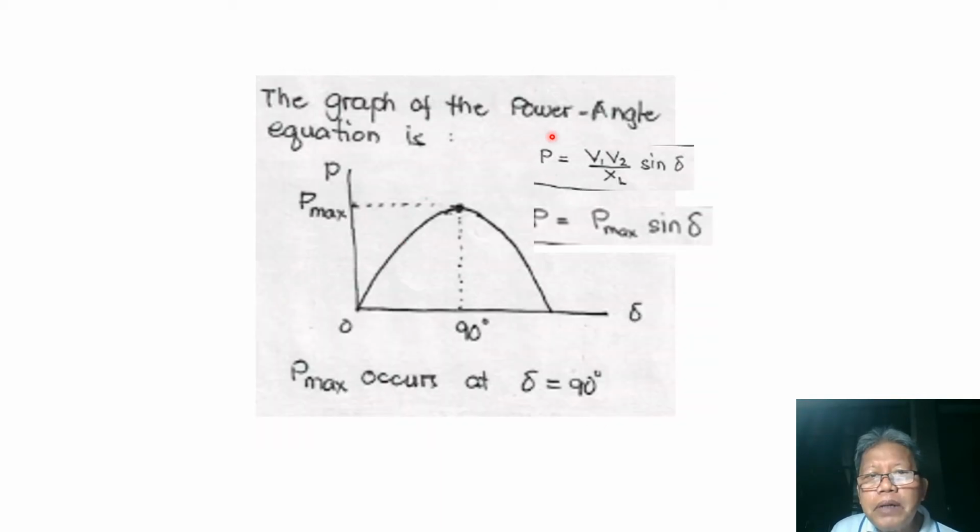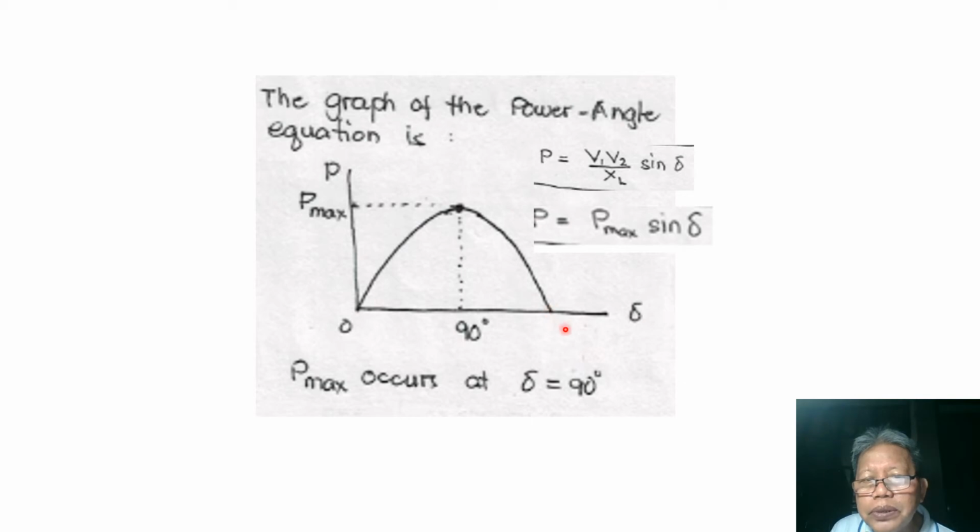Now, the graph of the power angle equation is shown here. Drawing the vertical axis as our P and our horizontal axis as delta, we plot the equation P is equal to P max sine delta. The graph of this function starts from 0 and goes up like this, which is half of the sine curve.